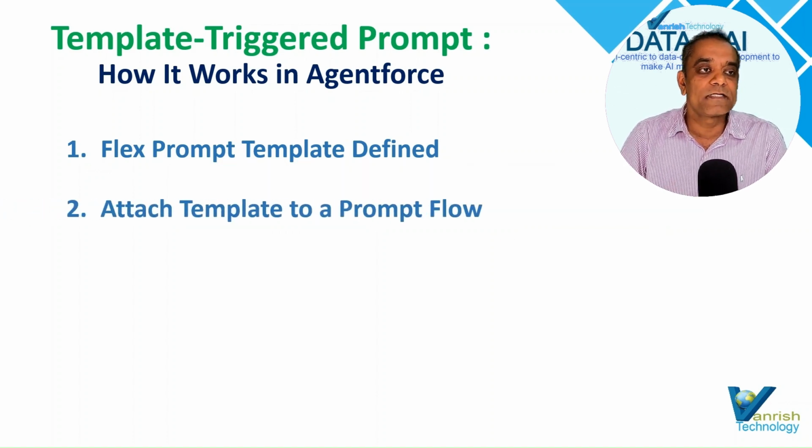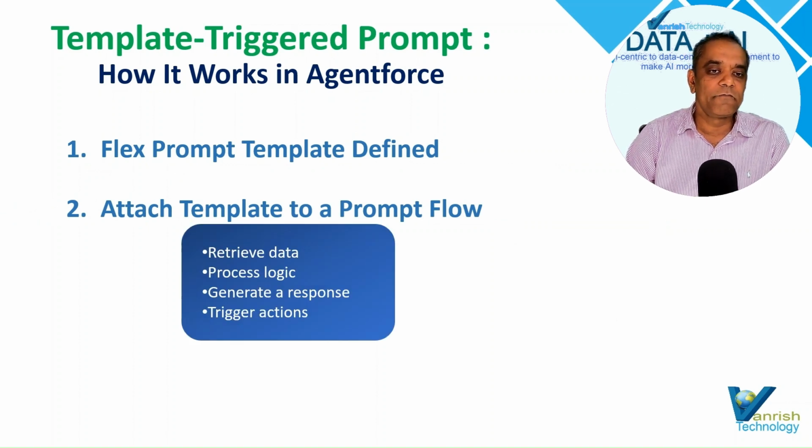Next is attaching the template to the prompt flow. You associate this template with a prompt flow, a structured set of steps that define how the AI should retrieve data, process logic, generate a response, and trigger actions. A trigger action is something like updating the CRM, escalating a case, or sending an email. Those are the trigger actions. You can attach a template to a prompt flow.